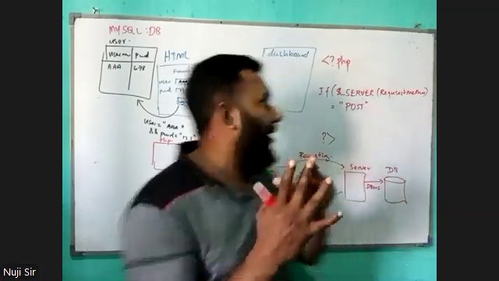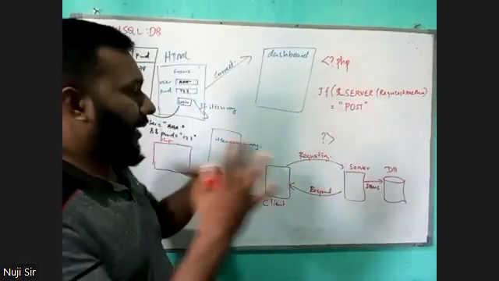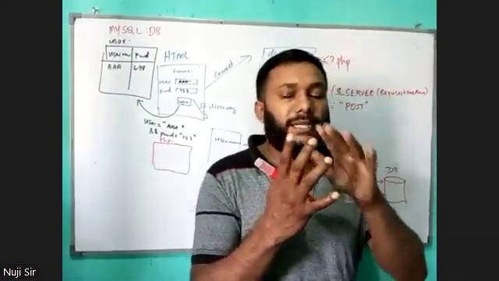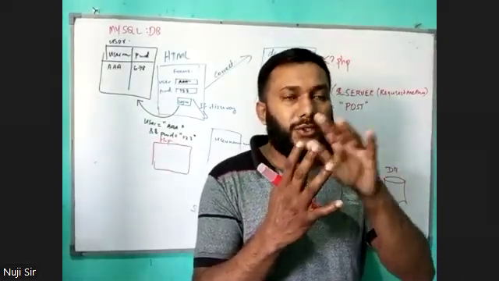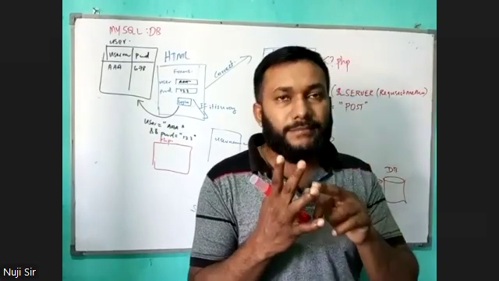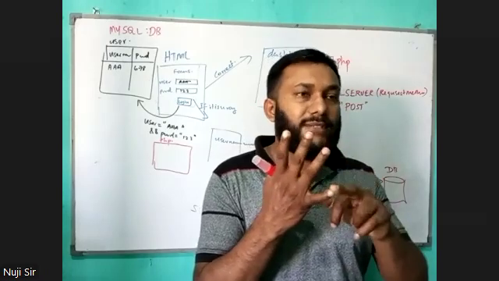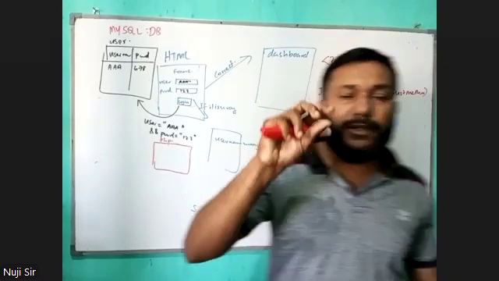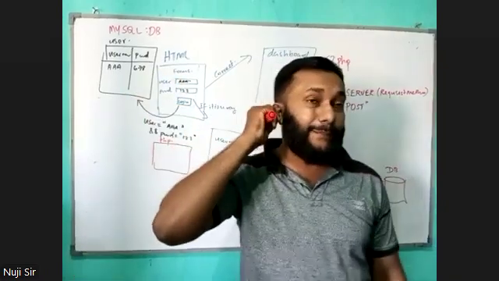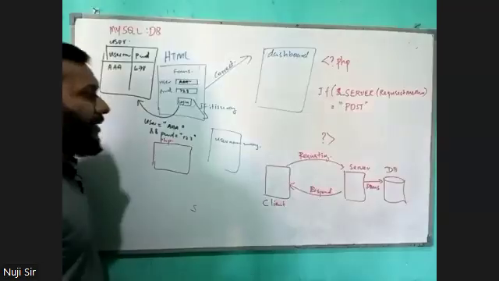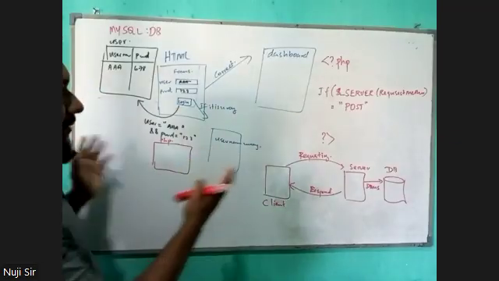Apache is a server. It supports and communicates through PHP. M means MySQL or MongoDB. The last one, Perl or PHP. So these are the four terms they use, WAMP or SAMP. So this is the concept of the server.